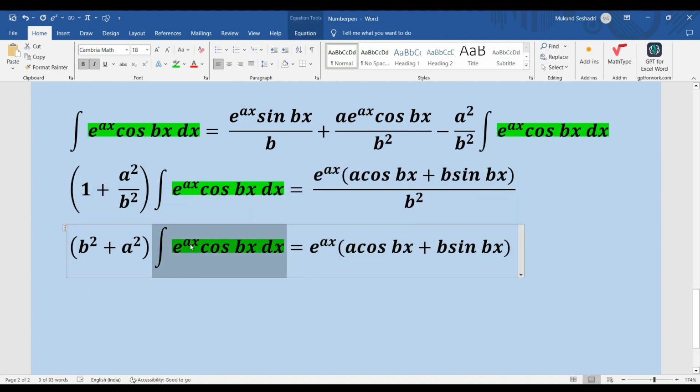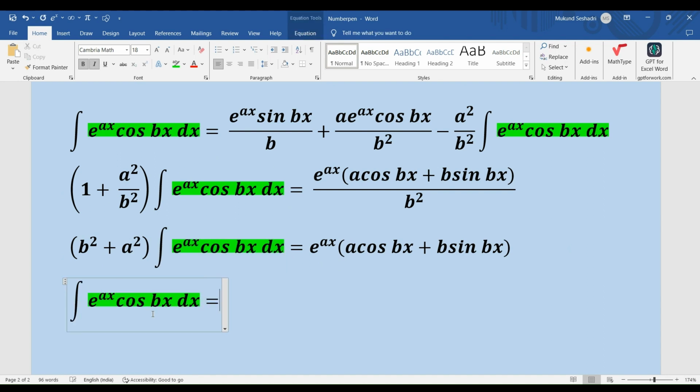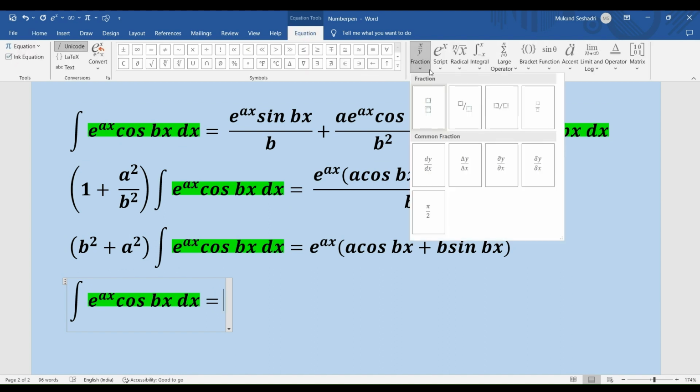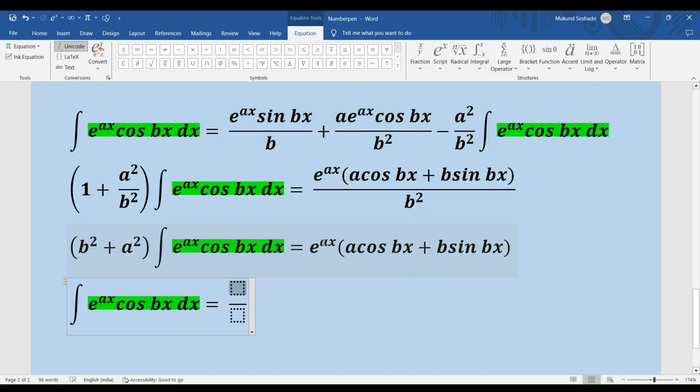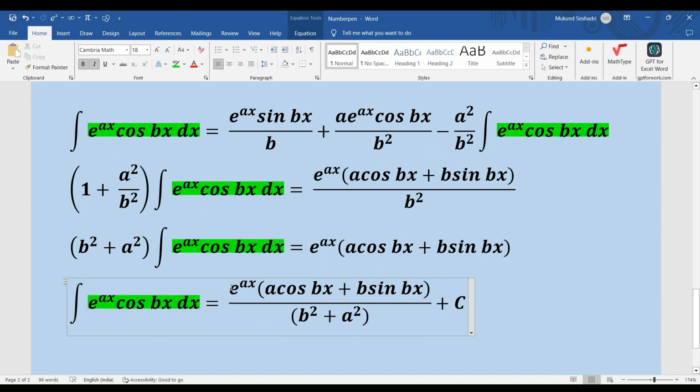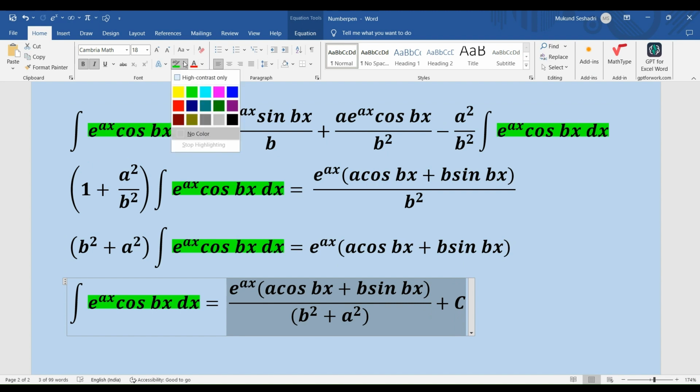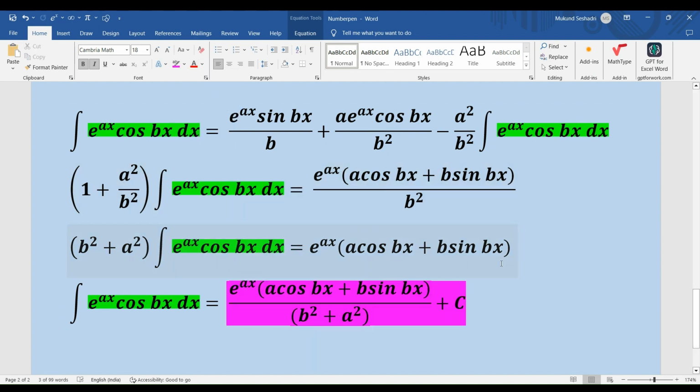I can move my b square plus a square to the other side, and what do I get? My final answer to this problem, and remember folks, we have our constant which we will add now, e to the power ax divided by a square plus b square times a cos bx plus b sine bx, right? So there we are. Let me highlight my final answer in pink.